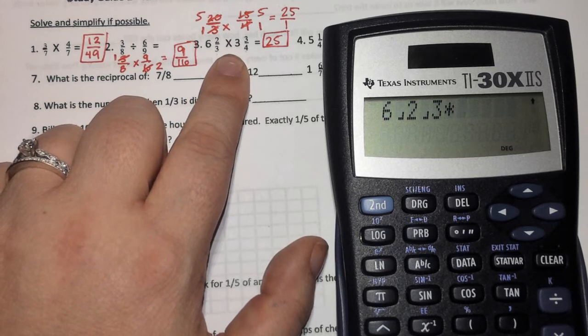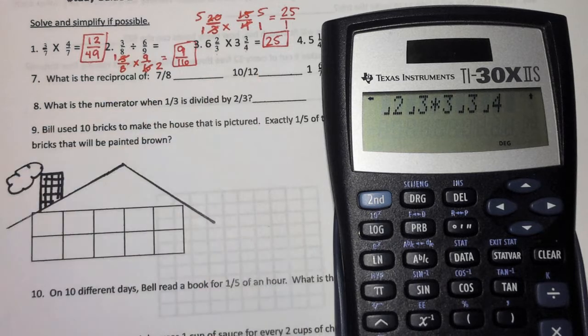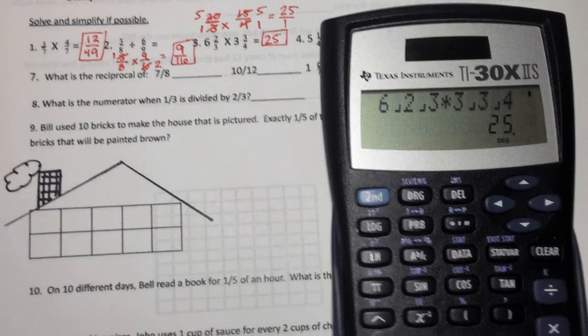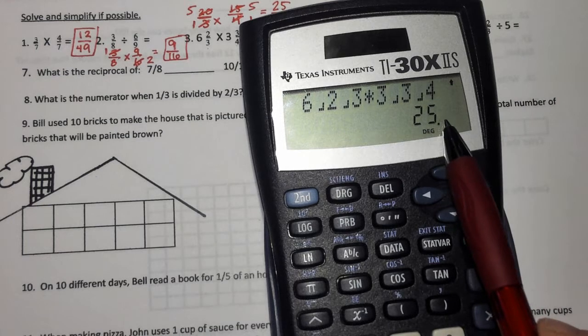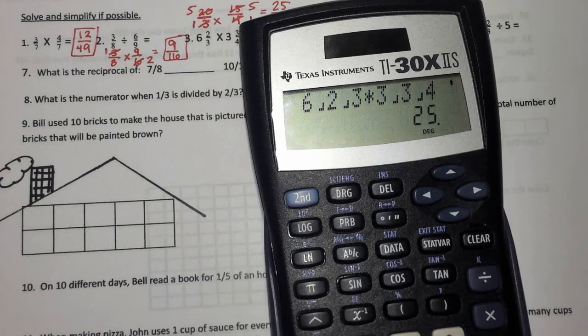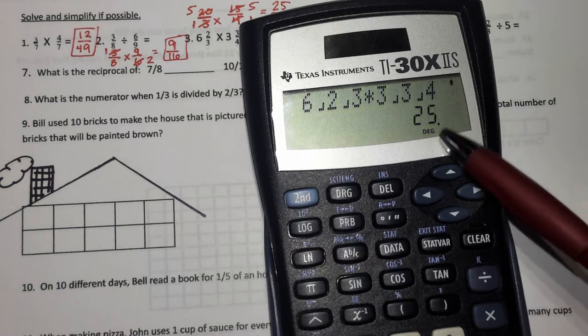Times 3, fraction button, 3, fraction button, 4. All right. When I hit equals, we get 25. Now, here's the thing. What is next to that 25? A decimal. If I was going to write that as my answer, would I ever say 25 dot? 25 point? 25 decimal? 25 and there's nothing there? No. So do I need to put a dot next to my 25? Do I need to put the decimal next to my 25?